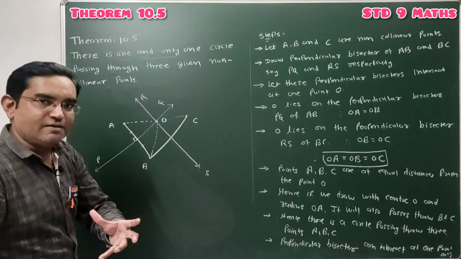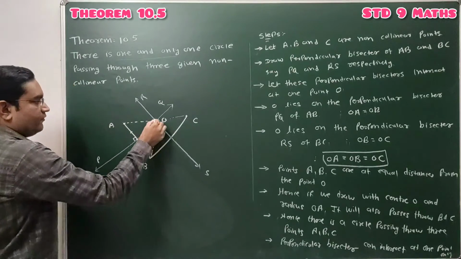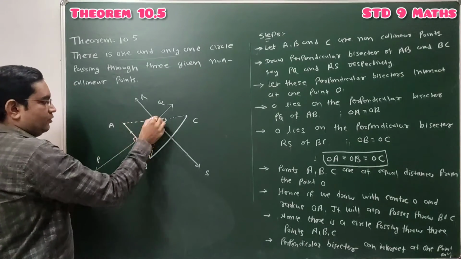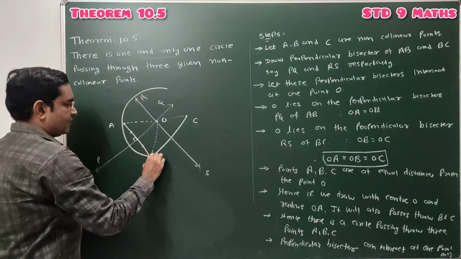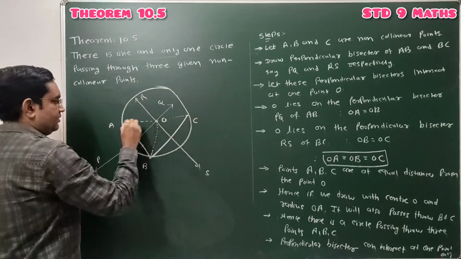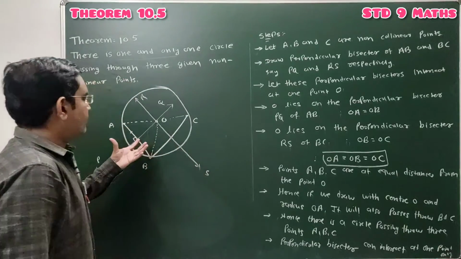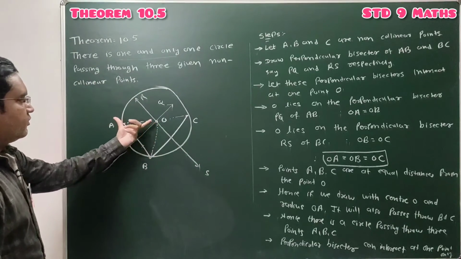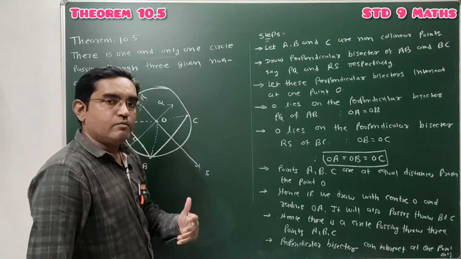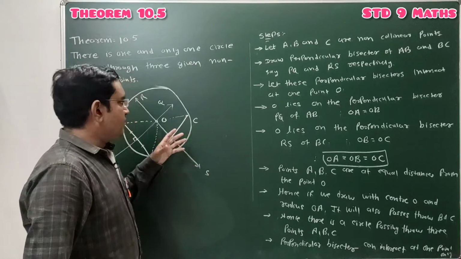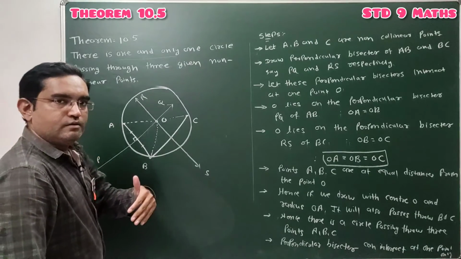So we can draw one circle which can pass through these points A, B and C. Clear? If we consider the radius of the circle equal to OA or OB or OC, we can draw one circle with center O that can pass through points A, B and C. But again we have to check, can we draw more than one circle which can pass through points A, B and C? For that we require another center.